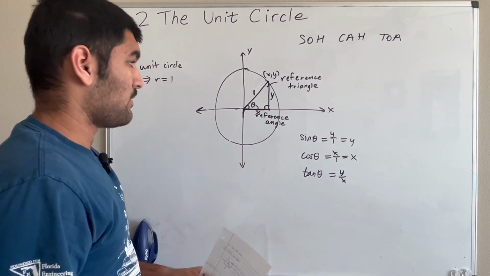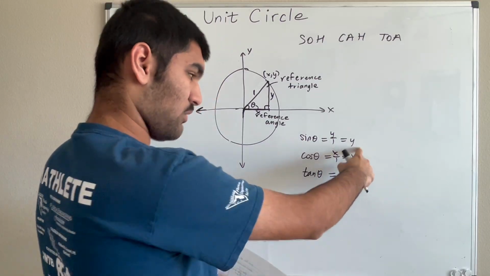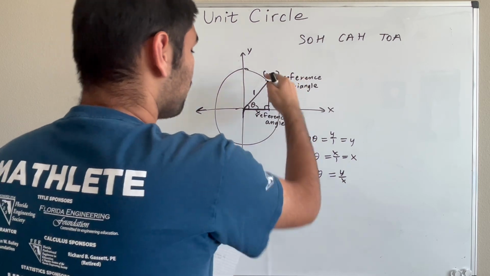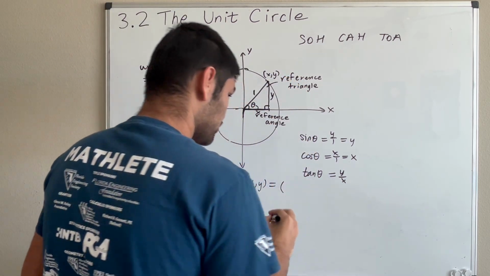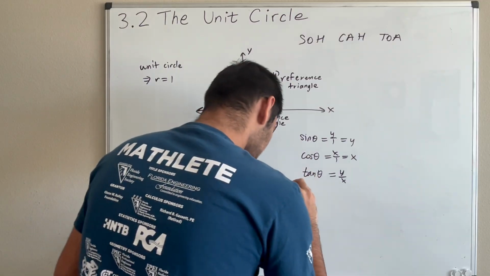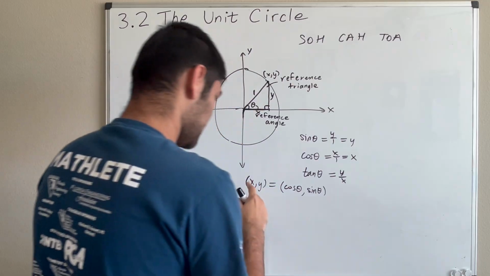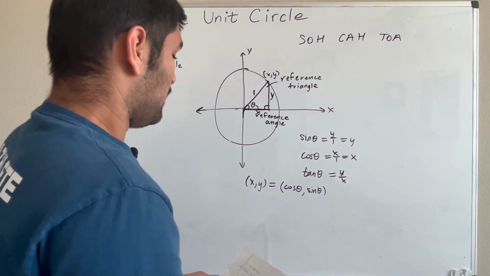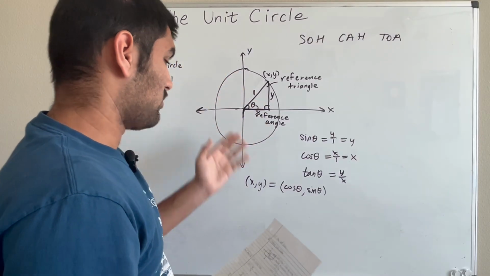Okay? But now this is really cool, because we just showed that sine of theta is equal to y and cosine theta is equal to x. So that means that we can rewrite this coordinate point xy. This is just equal to cosine theta, sine theta, right? Since x is equal to cosine theta and y is equal to sine theta. And so now we've derived a new way to express coordinates in the coordinate plane.